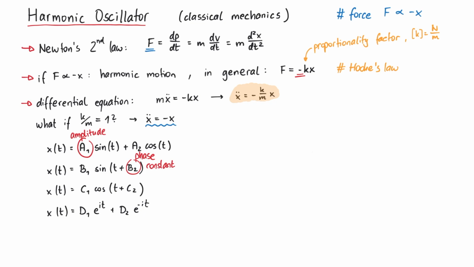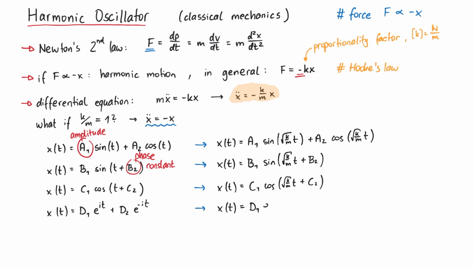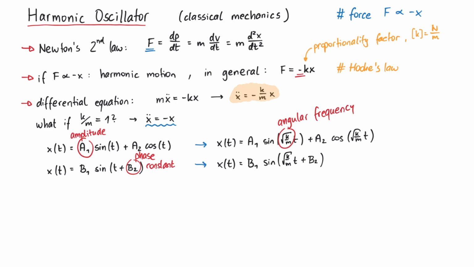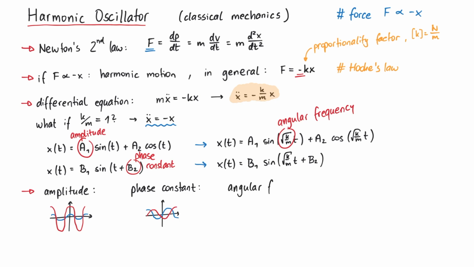Now, back to the case where k over m is not 1. This does not change a lot, we only have to multiply the time with the square root of k over m inside the functions. This way, after differentiating twice, we get back k over m times the negative of the original function. This square root factor is called angular frequency and determines how quickly the object oscillates. To summarize, the amplitude decides how far the object travels from its equilibrium position. The phase constants determine where the oscillation starts, and the angular frequency decides how rapidly the object moves back and forth.